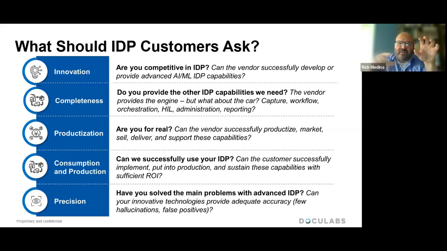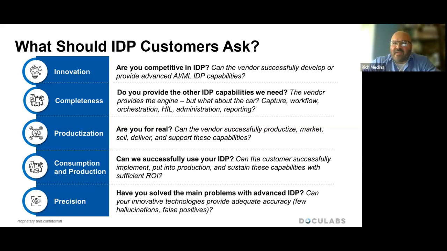What about workflow and orchestration, especially human in the loop? So human in the loop workflow is very different than old-timey 1990s human in the loop, where you're doing a lot of data entry and so on. It requires, for example, retraining the system. So do you provide that? Administration and reporting. Okay. Third is productization.